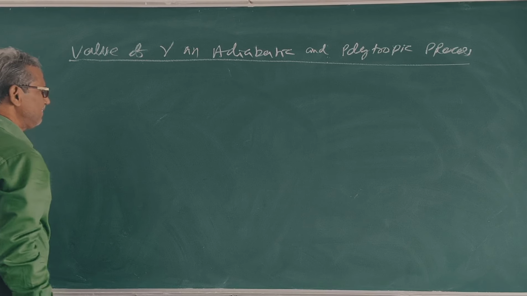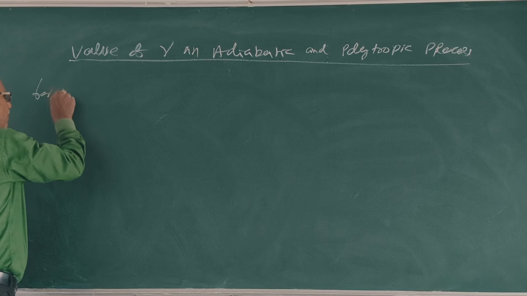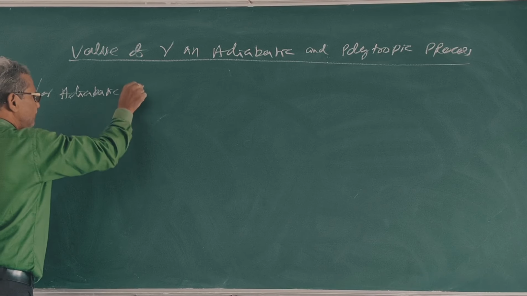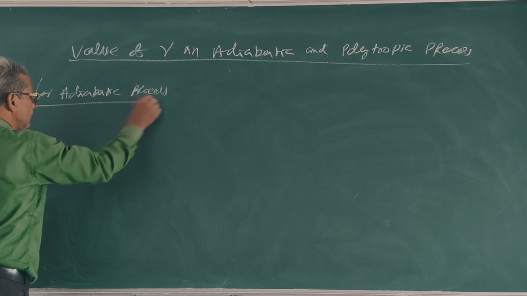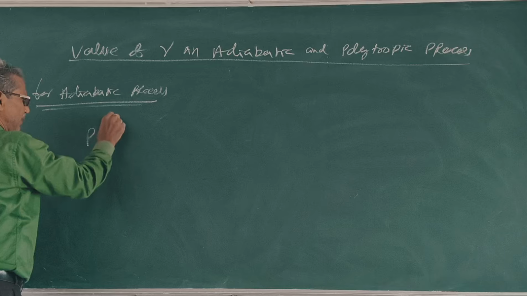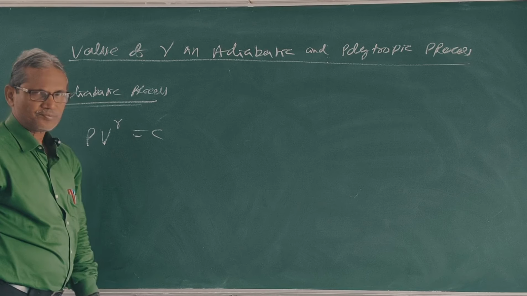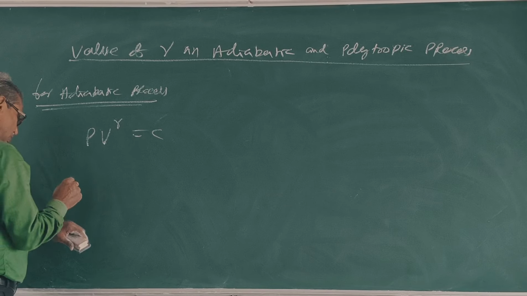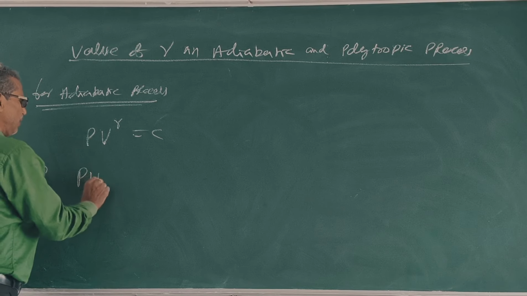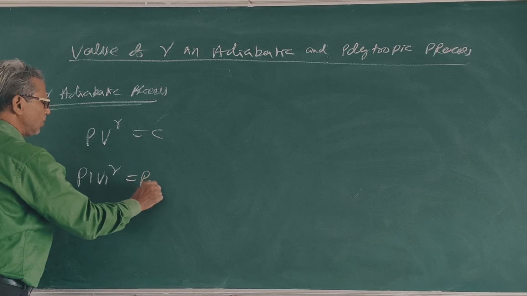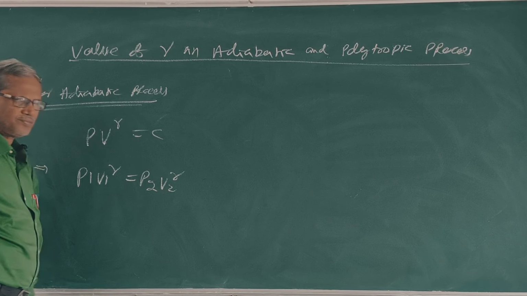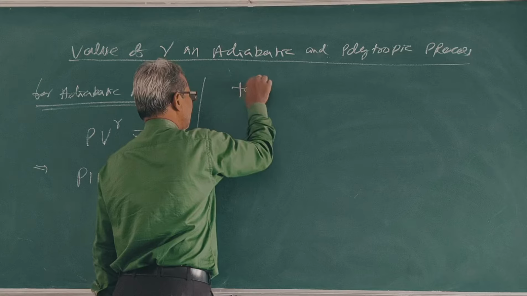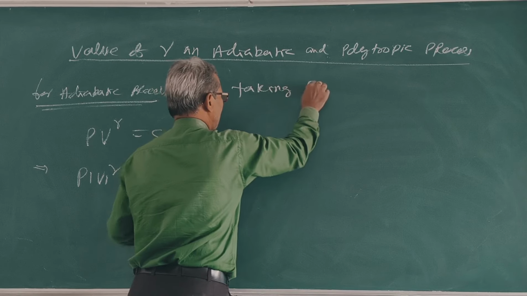For adiabatic process, P V to the power gamma is constant. Clear? This is equal to P1 V1 to the power gamma is equal to P2 V2 to the power gamma. Take ln on both sides.